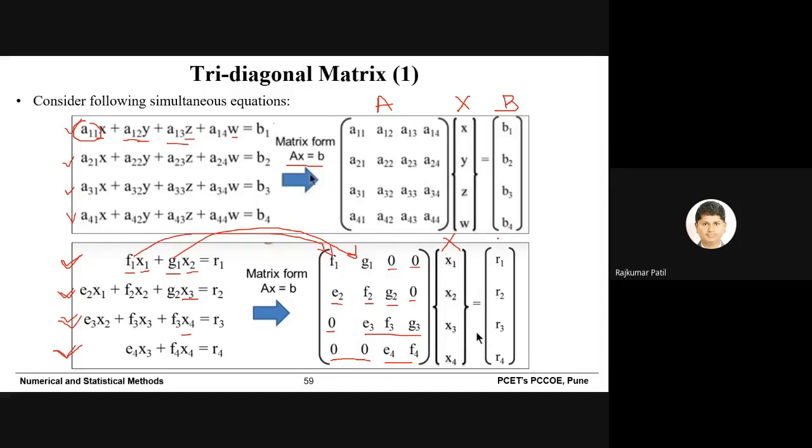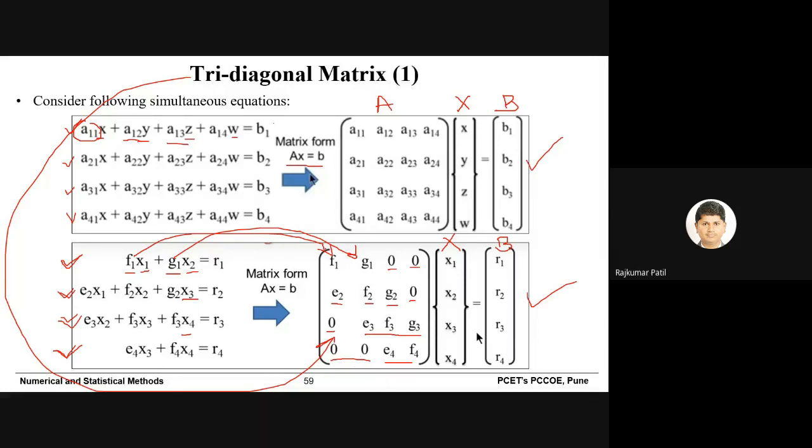And also you can see a matrix B, R1, R2, R3 and R4. So this is the typical matrix form we saw while solving the problem using Gauss elimination method. And the second matrix that we can see, it is a tridiagonal matrix. And why it is called as tridiagonal matrix?